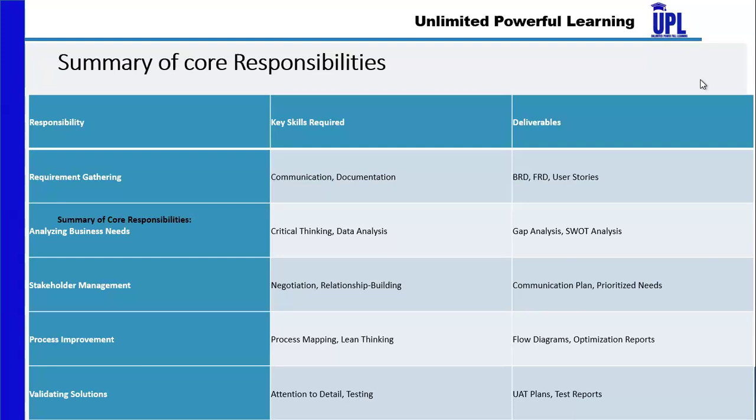Those deliverables are the BRD, the requirement document, the finance requirement document, and the user stories. These are the deliverables into which the requirement document can be converted, for the developers to use. The developers can use it through the user stories.